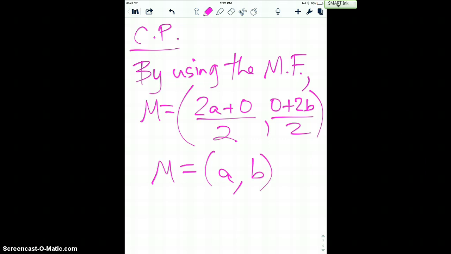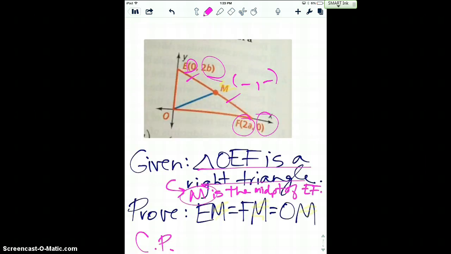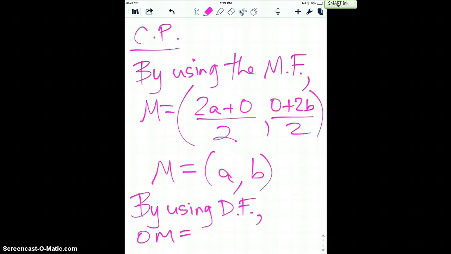And now I'm going to actually use the, what other formula am I going to use? By using, well, let's just use it because you guys need to practice with it. By using the distance formula, we could find OM. We need OM, we need FM, and we need EM. I'm going to need a lot more room than this, so I'm going to go to another page.